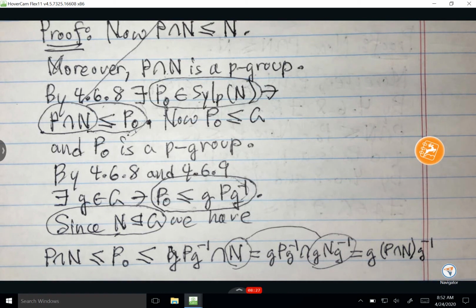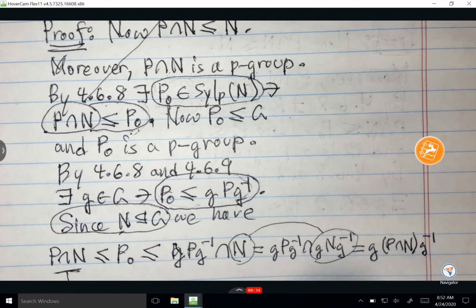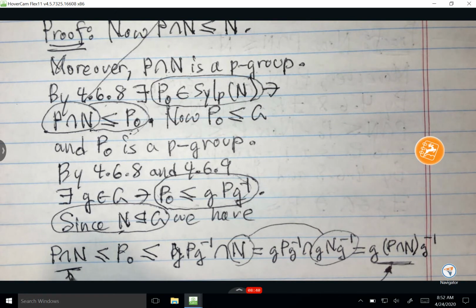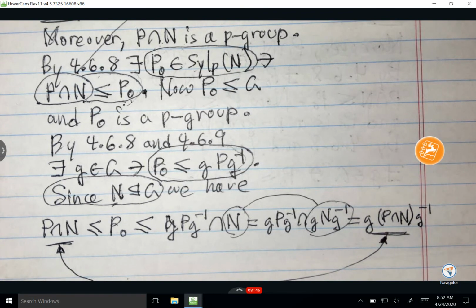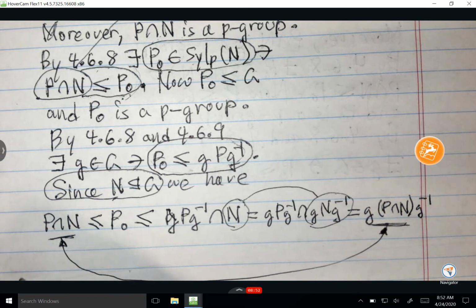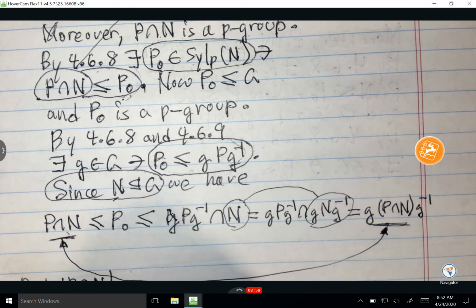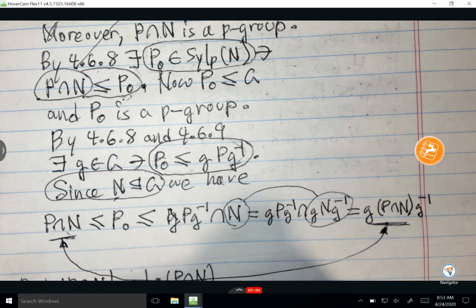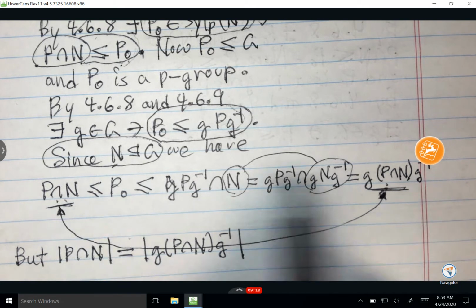Okay? And so you get a very fascinating thing: if you notice, this group on the left is a conjugate of the group on your right. Do you know anything about a subgroup and its conjugate? They have the same order. You proved that on homework set number 2. But the order of P intersect N, the group on your left, is the same as the order of P intersect N conjugate by G, the group on your right. The order of these two groups are the same.